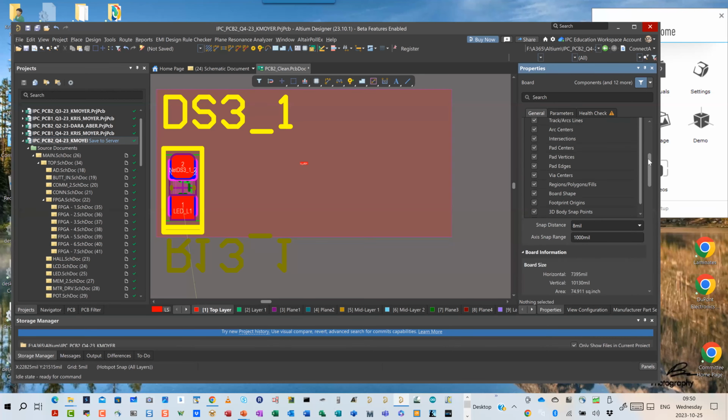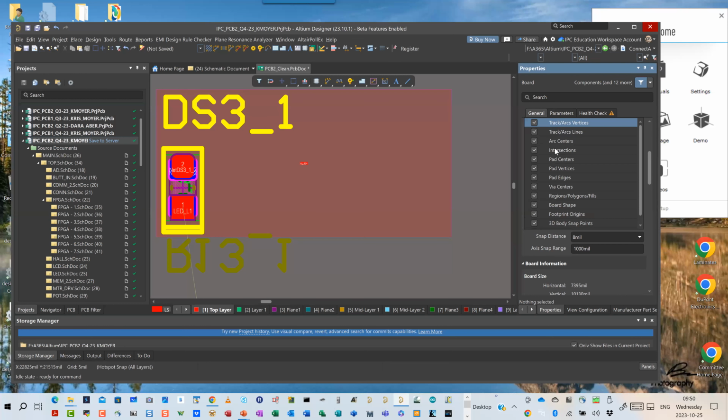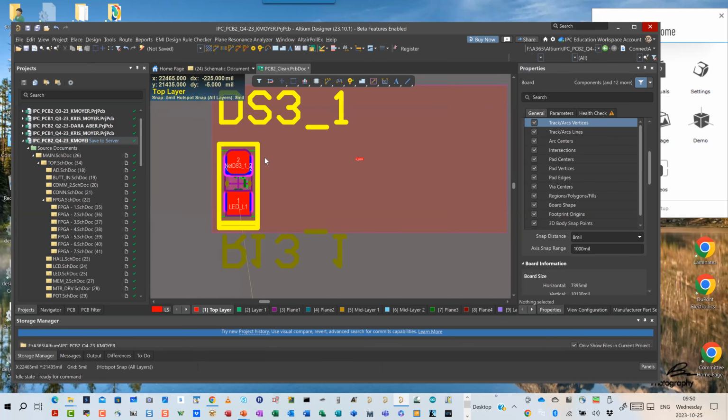And then for my snapping options right here, I enabled everything. Arc centers, track vertices, pad edges. So I just want all of my snapping capability turned on. I take advantage of that. There's some times where it gets in the way and I might go back and turn it off at times, but for now I want it turned on. Okay, so I'm going to place my two parts. I'm going to place my resistor on the bottom side of my board directly underneath my LED right here.